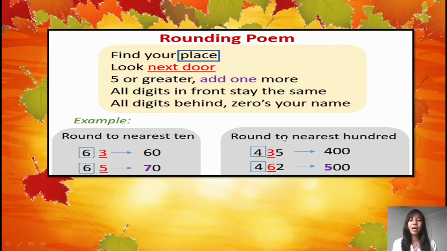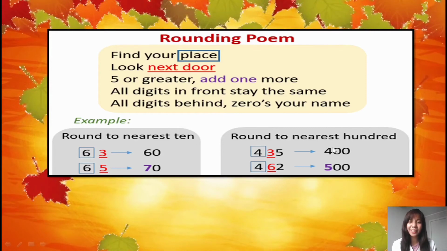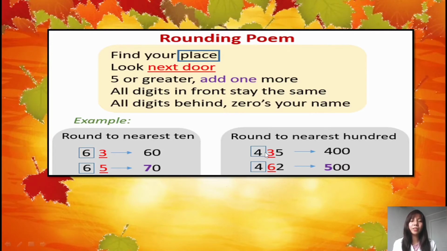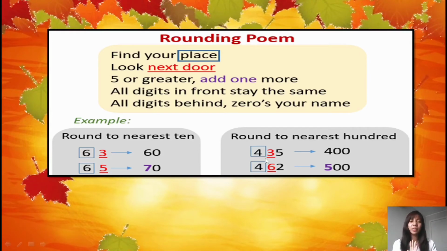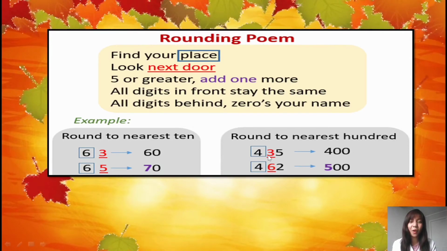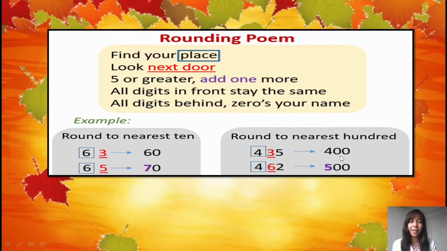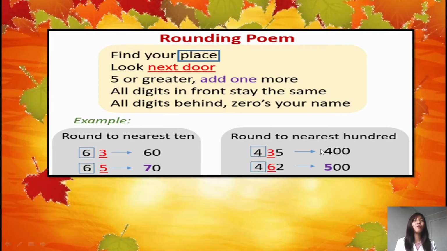Here, round to the nearest 100. So find your place. What is the place? 100. Okay, so ones, tens, 100. 4. So look next door. Look to the next number. 3. It's less than 5. So we don't need to add 1. So the number is still the same, 4. All the digits behind 4 become 0. Alright, so our answer is 400.